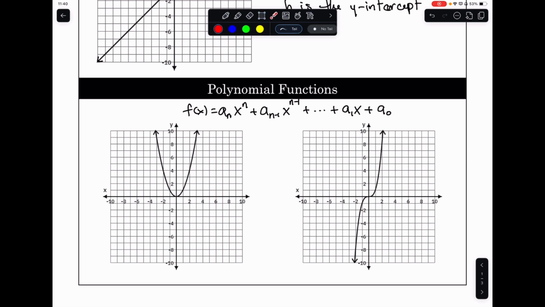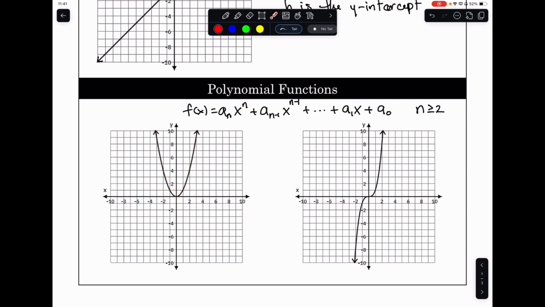The number of times a function is going to curve and change direction correlates again to this value right here. So if this number is 2, where the value of n is going to be greater than or equal to 2, if this value is the lowest possible number, 2, then this thing is only going to curve one time and change direction only one time, because 2 minus 1 is 1. So that's the number of times it's going to curve. It's going to change direction one time. So it decreases and then increases.